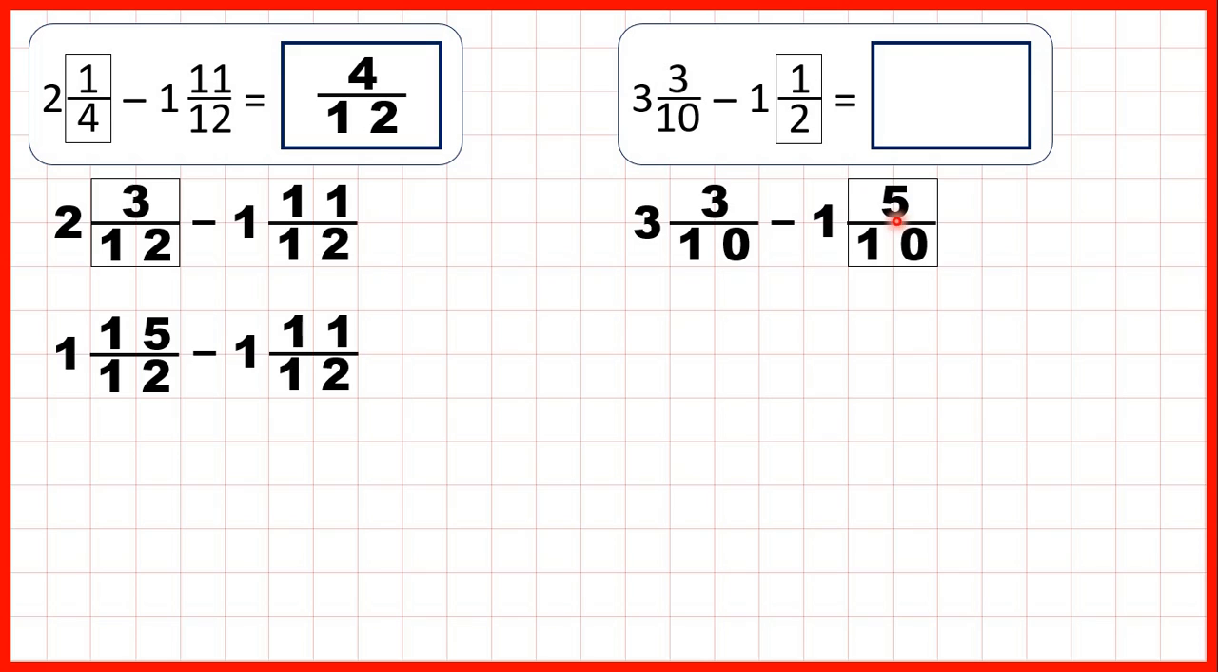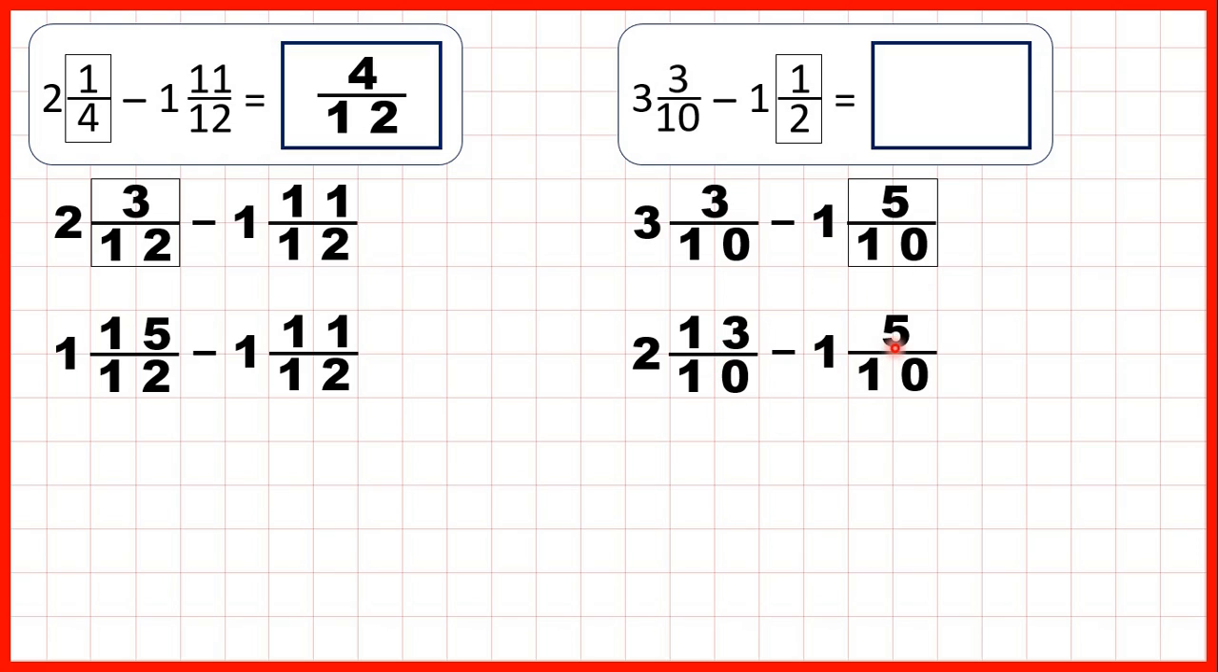But here 5/10 is larger than 3/10, so again we need to exchange with our whole number. We need to exchange one of our wholes for 10 more tenths. So 1 less than 3 is 2, and that gives us 10 more tenths, so 10 plus 3 is 13, and the denominator stays the same. So 2 and 13/10 is the same as 3 and 3/10, but now we can subtract 1 and 5/10.